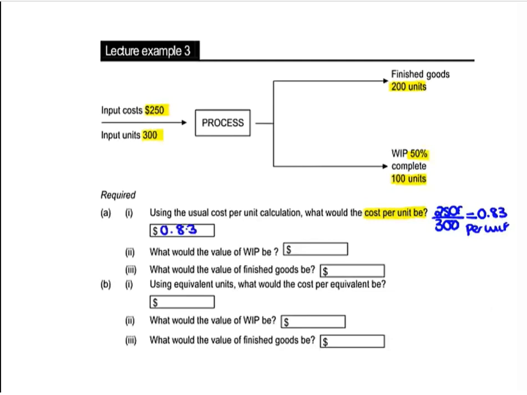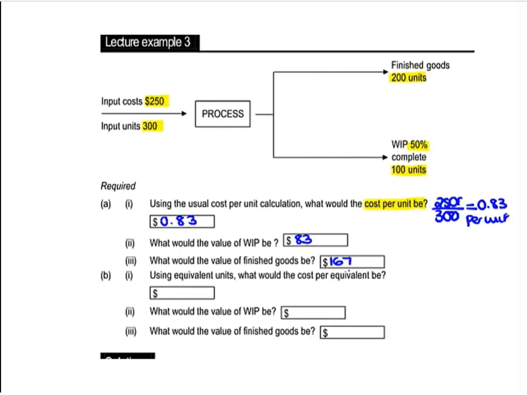So the value of the work in progress then in this case would be 100 units at 83 cents. So that would be $83. And the finished goods, we've got 200 units at 83 cents each. So that would be 167. And that comes back to our $250. It doesn't seem right though that something that is only half done is valued at the same as something which is completely finished. So instead we use the concept of equivalent units.